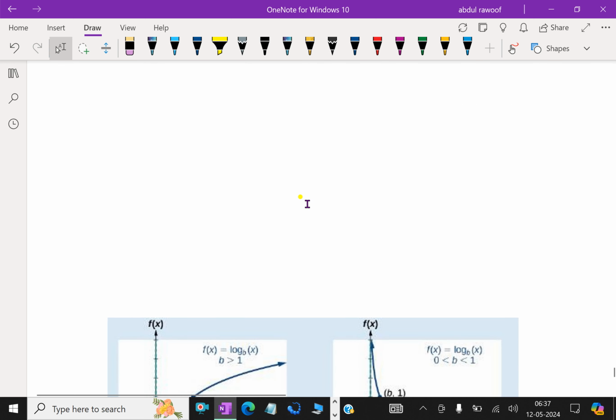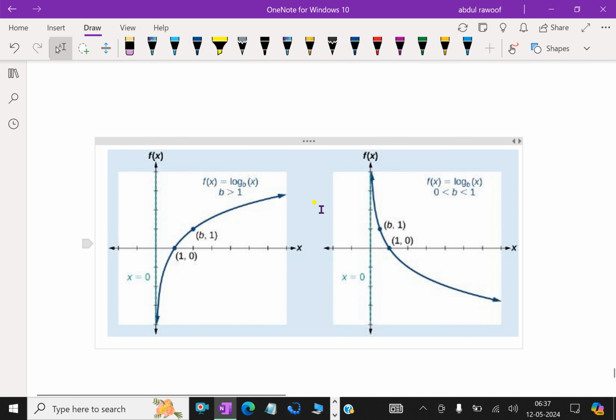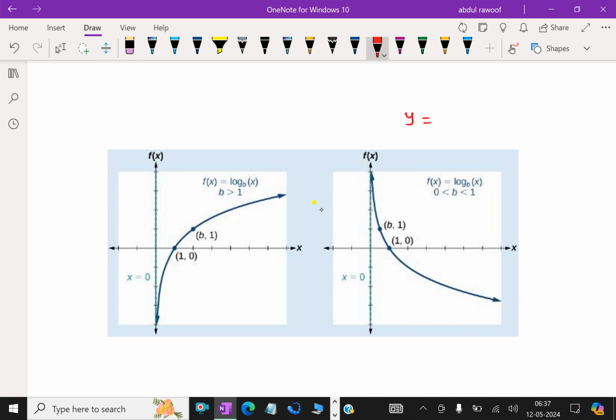Here this is y equal to b power x, and for b greater than 1, this graph is for b greater than 1.